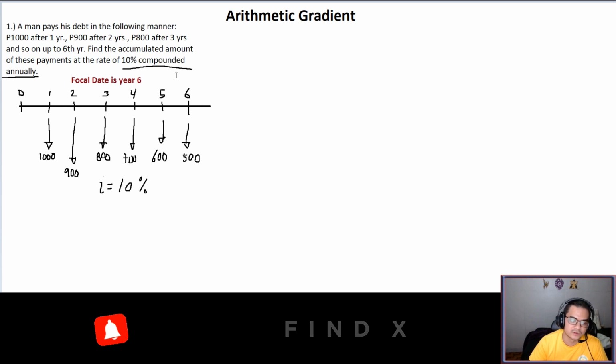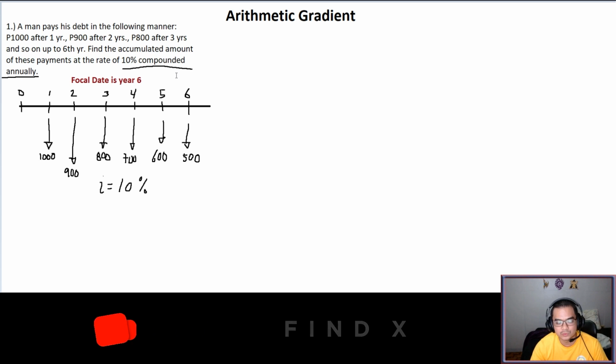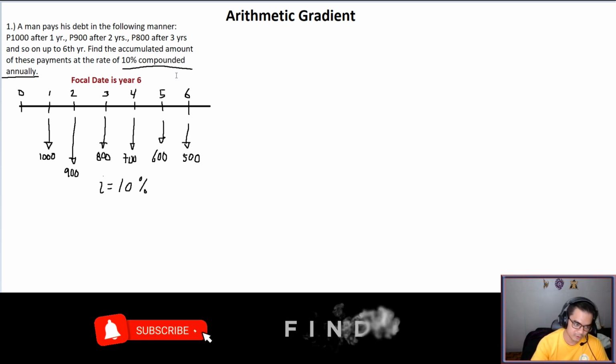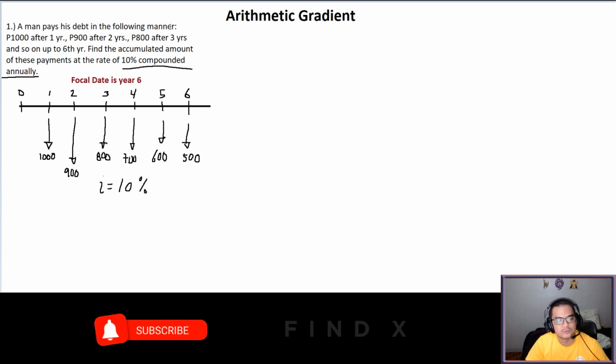So focal date is year 6. We have to bring 1,000 to year 6, 900 to year 6, 800 to year 6, etc. Again, this is not an annuity. Therefore, we will have to bring these values one by one individually. So we have to bring 1,000 to year 6, 900 to year 6 individually, one by one.